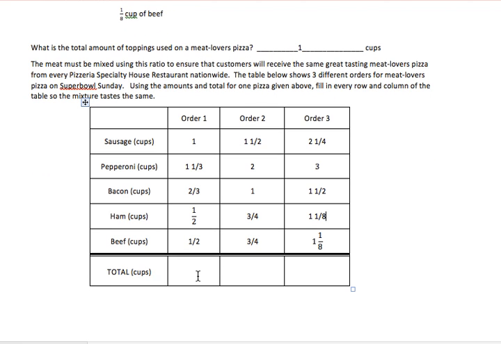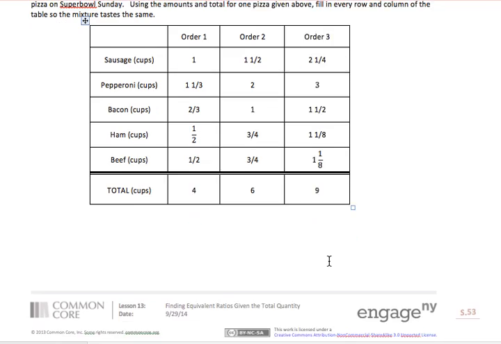Then we can add up all the toppings. Order 1 would be 4 cups of toppings. Order 2 is 6 cups of toppings. And order 3 is 9 cups of toppings. That's a lot of meat on a pizza.